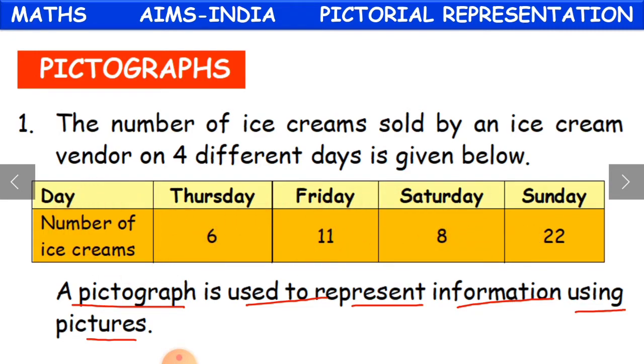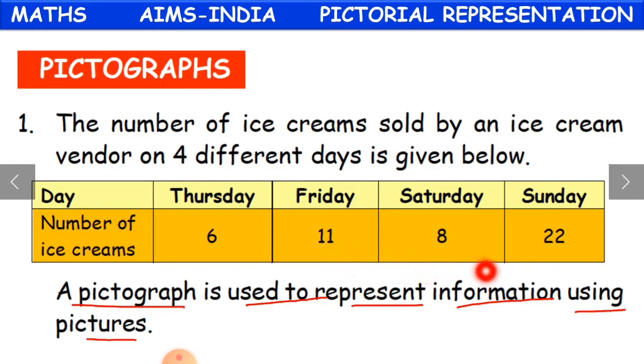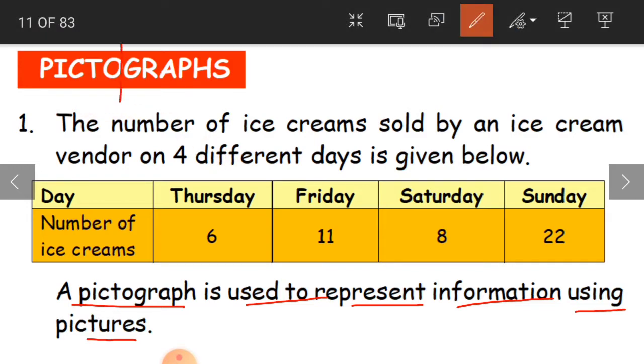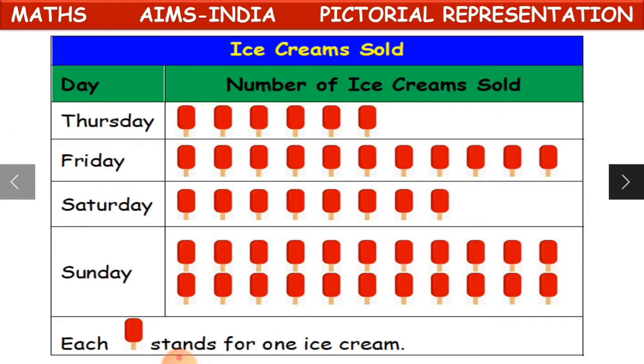Yes children, now when we show the same information using pictures, can you see here we are using the picture of our ice creams to represent the information. So when such pictures are used to represent our information, it is called pictographs. Here the word picto means picture. What is graph? Graph means the presentation of data or the information that we are doing. So what is a pictograph? A pictograph is used to represent information using pictures.